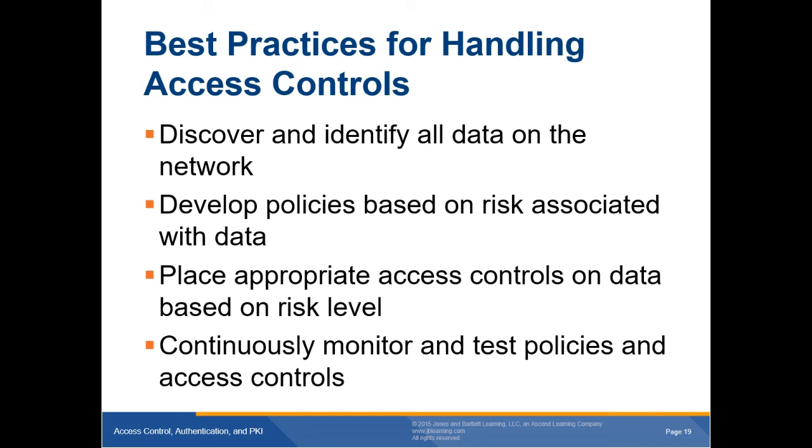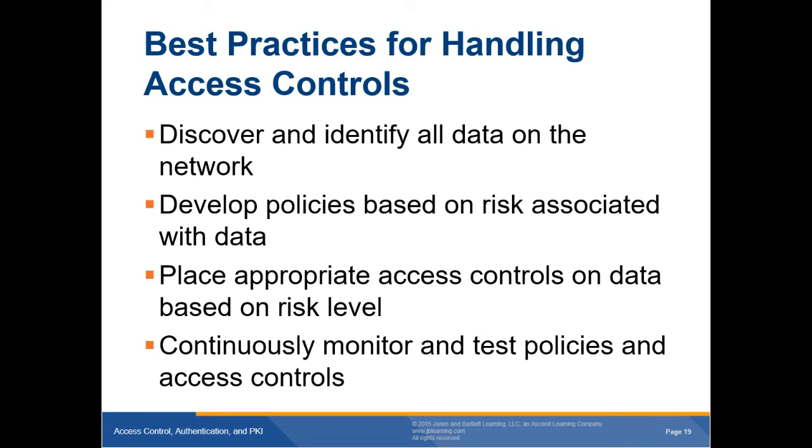And what are some of the best practices that we have? Enterprise organizations that implement best practice controls must understand the risk associated with data. How important is it to allow customer support, engineering, and information access to the system? If the company is open to sharing documents, we have to discover and identify all data on the network. Develop policies based on the risk associated with the data.